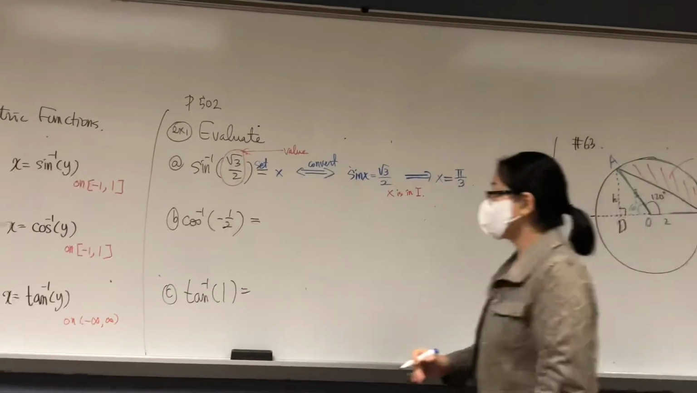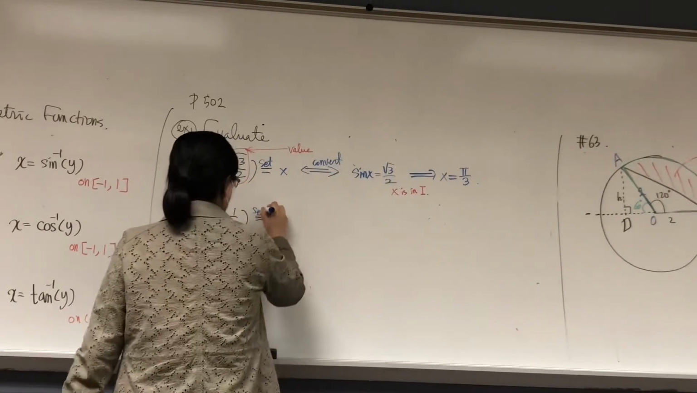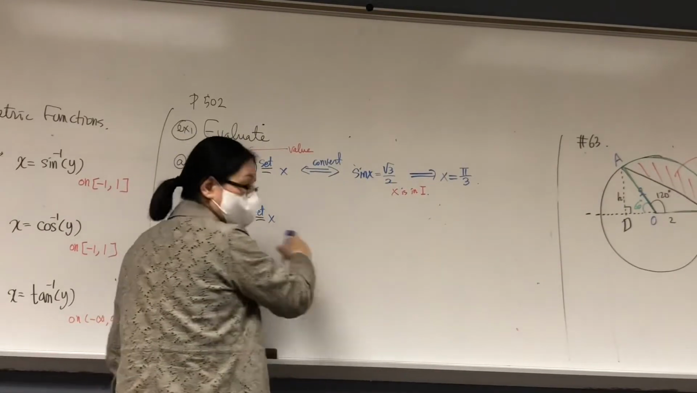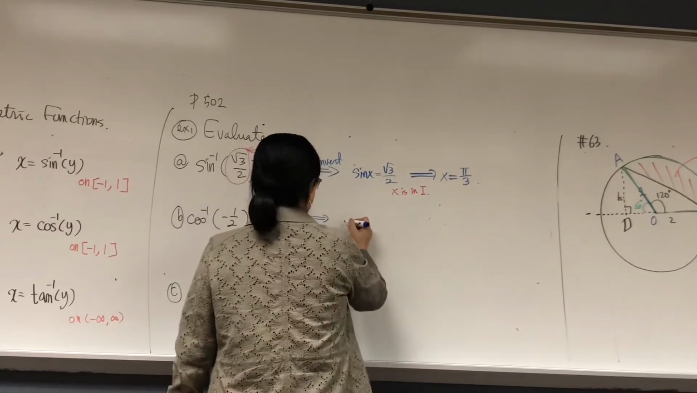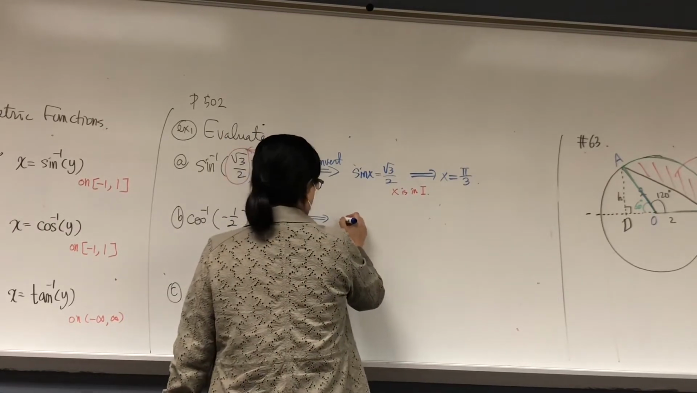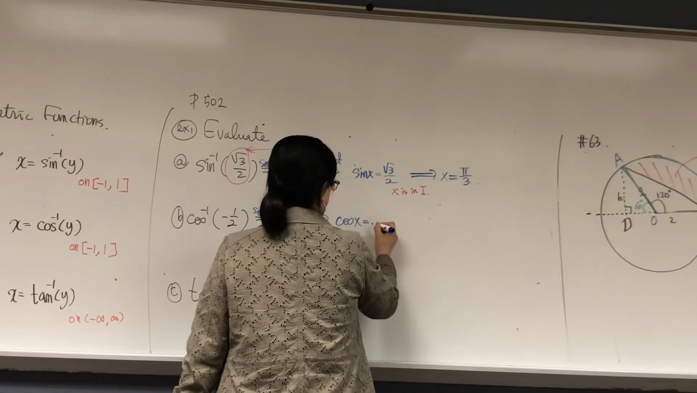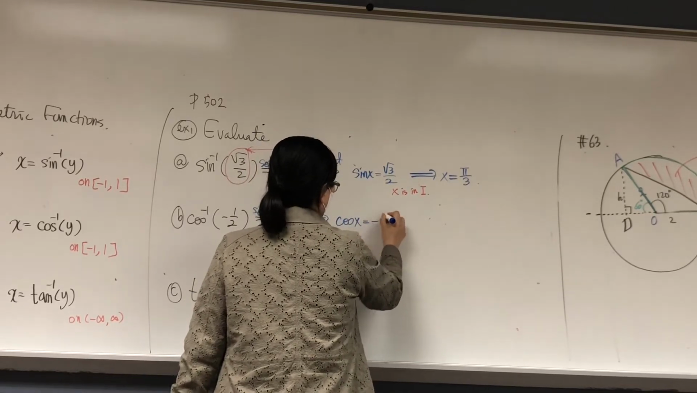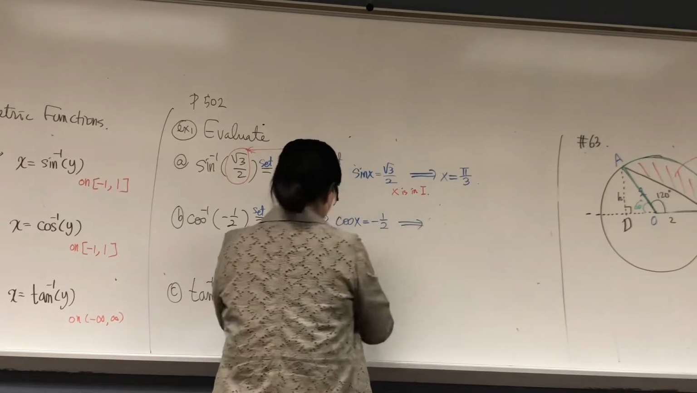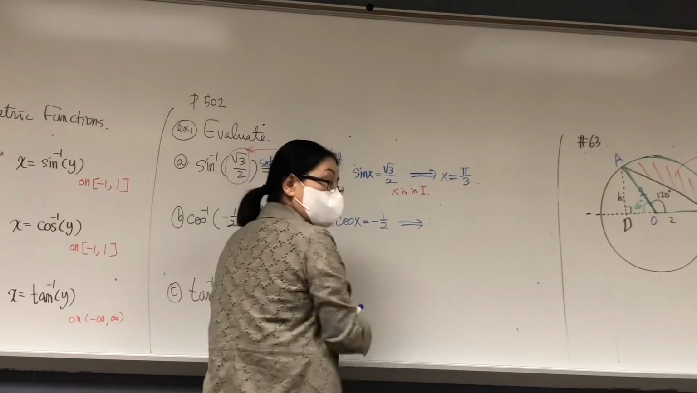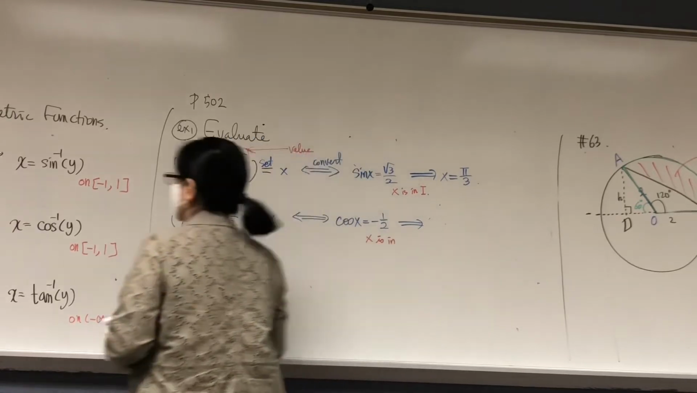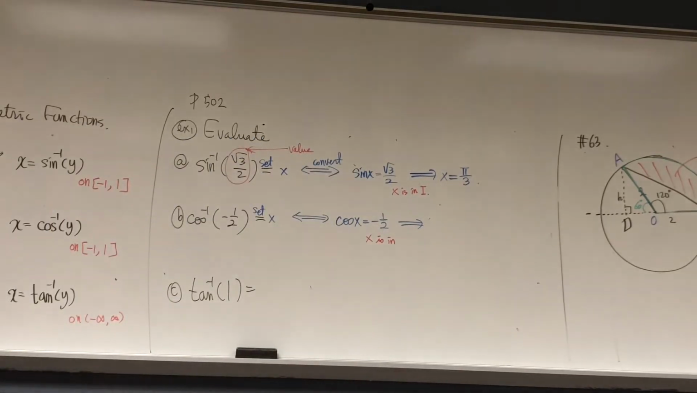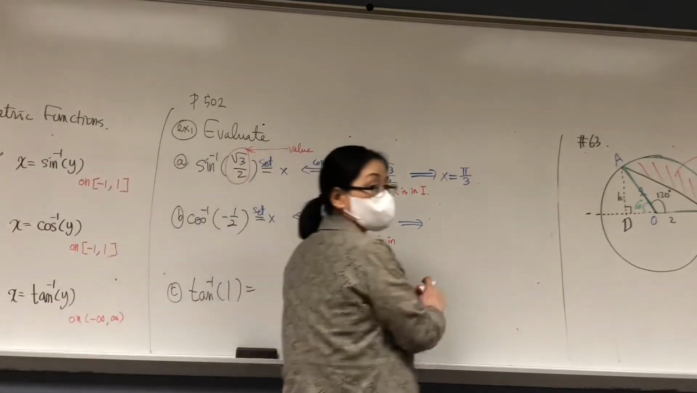Okay, this time you set that equal to x. And then what is the convert form? Cosine of x is equal to -1/2. Now, it's a negative value, right? So your x is in which quadrant? Second. Your cosine can choose from first or second. So this one should be in which quadrant? Second. Good.